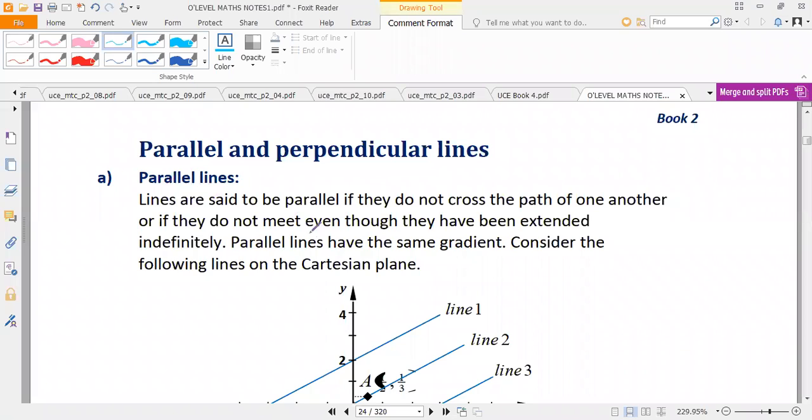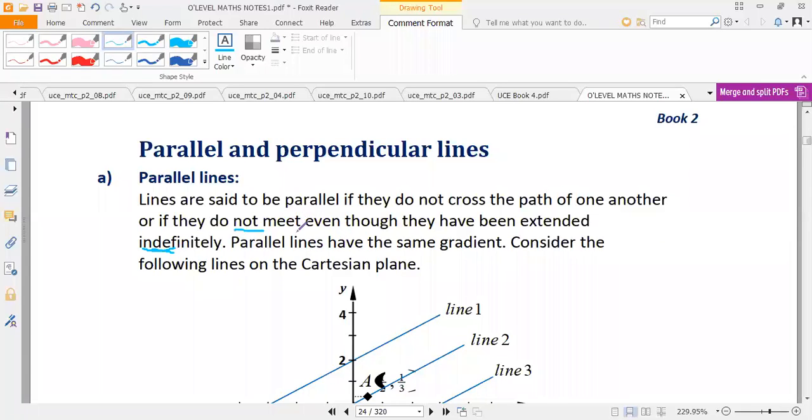Two lines are said to be parallel if they do not cross each other. That means that if one line does not cross the other, then we say that those two lines are parallel. Or we can say if they do not meet, even if you extend them indefinitely. The word indefinitely means if you extend them as far as you can go, those lines will never meet at all. So if lines behave in such a way, we say that those lines are parallel.